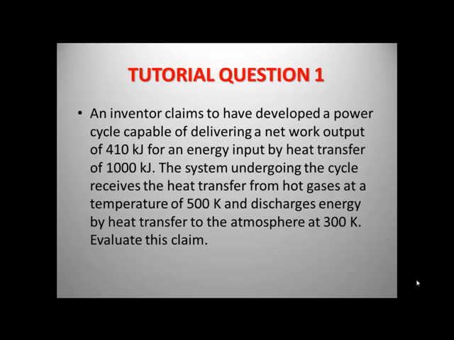The inventor is saying that he's developed a system that can take in 1000 kilojoules of heat and give a work output of 410, but the system is operating between a heat sink of 300 and a heat source of 500. And so with this information, we are going to verify whether it is possible to have such a system.